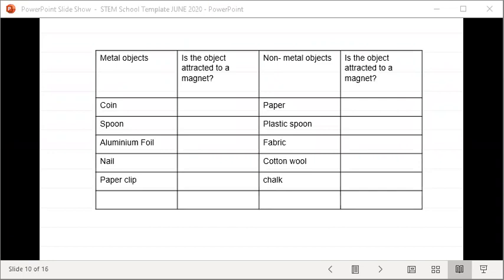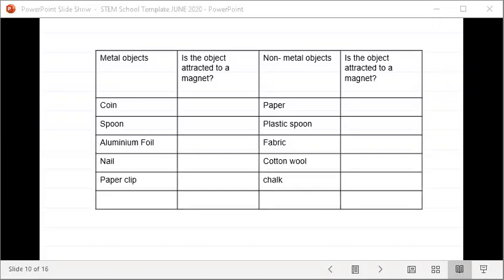Okay, so we're going to look at the metal objects first, right? We have the coin, the spoon, the aluminum foil, the nail, as well as the paper clip. The question reads, is the object attracted to a magnet? And we need to answer yes or no. First question, is a coin attracted to a magnet? Unfortunately, I can't show it to you guys now, but just use your own imagination. Is a coin attracted to a magnet? So Kosa says yes.